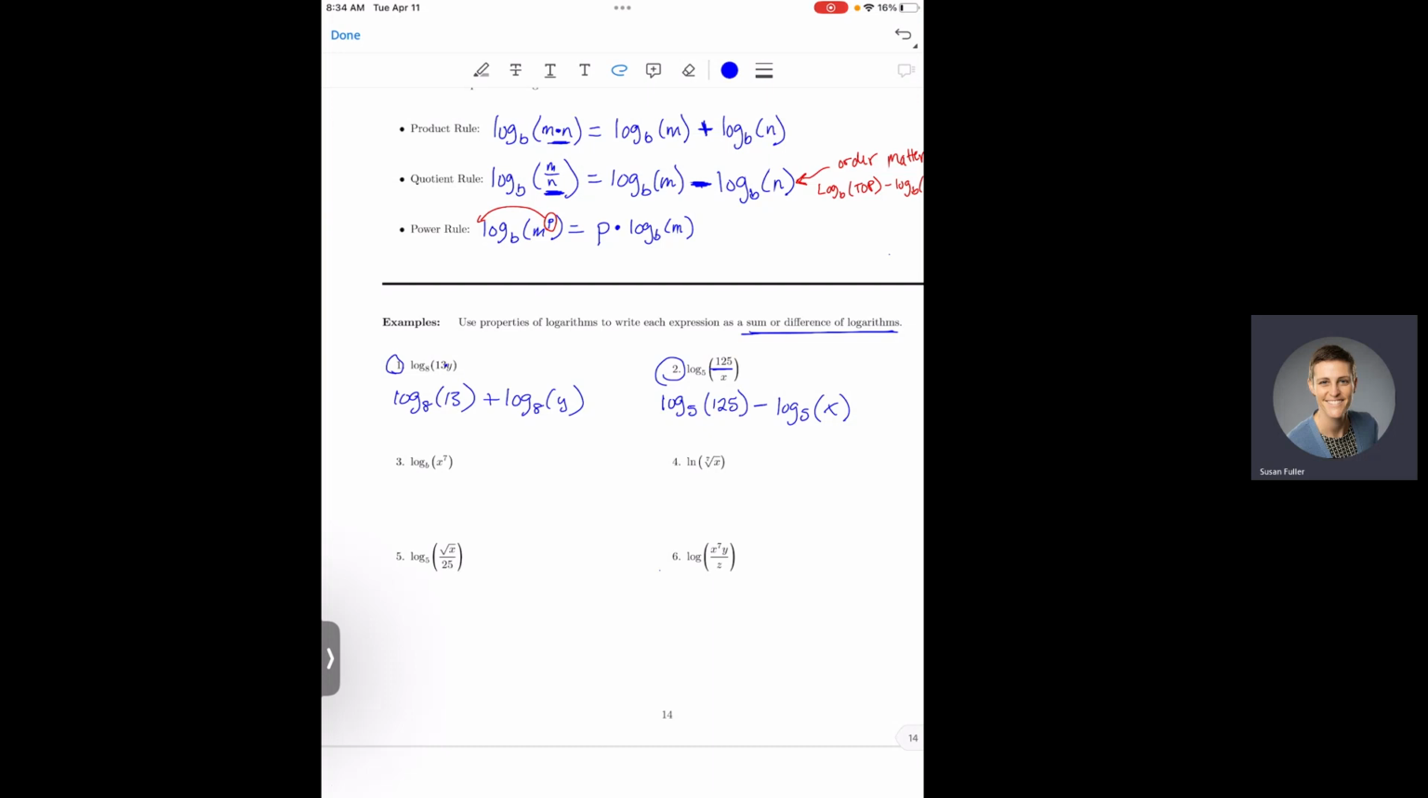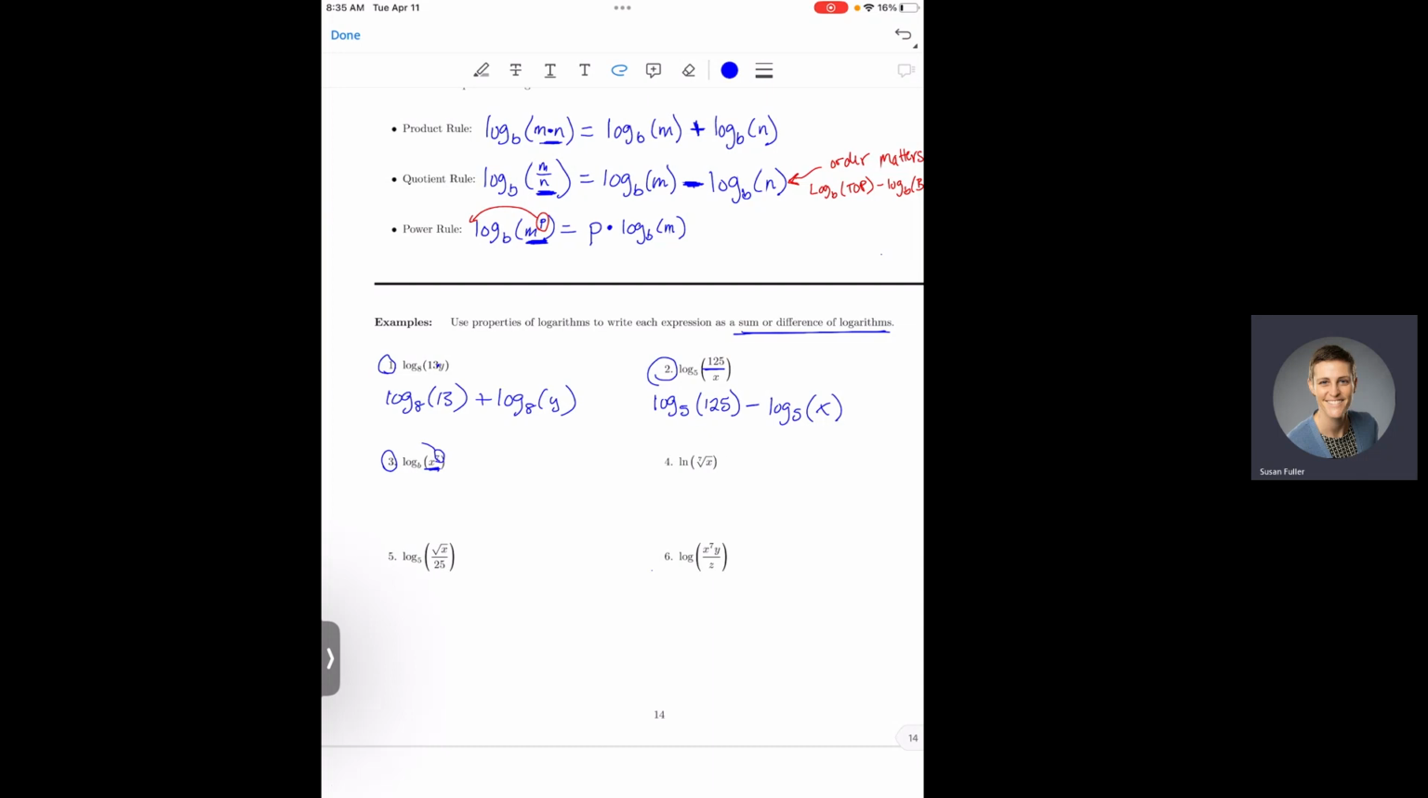All right, how about number 3? Log base b of x to the 7th power. What operation do we have inside the logarithm here? Well, we have a power happening. We have x to the 7th power. That's this guy right here. And so basically what we're going to do is take that exponent and drop it out front. So this 7 is going to come all the way out front, and this is going to turn into 7 times log base b of x. Just take the exponent and drop it out front.